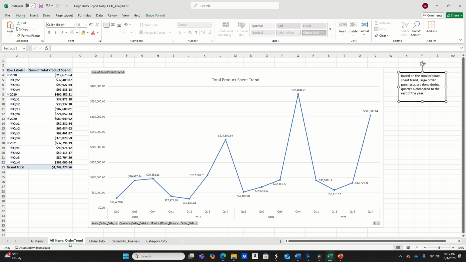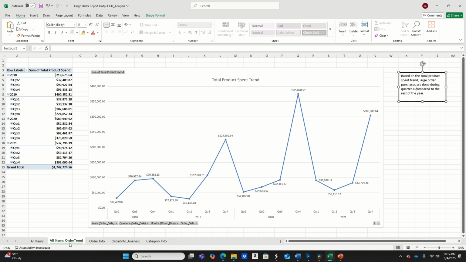In the sheet you will find my pivot table and a line chart that shows a trend from 2018 quarter 2 to 2021 quarter 4. I divided the years into 4 quarters to show the trend.